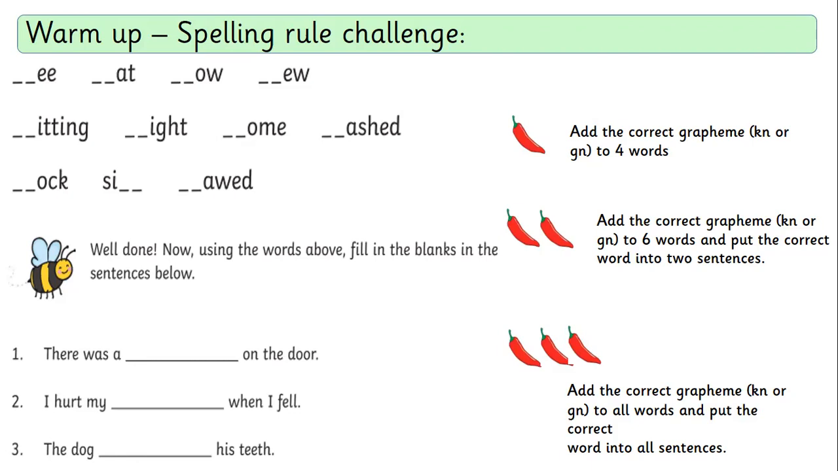So down the bottom, underneath the bumblebee, it says, well done. Now using the words above, please fill in the blanks for the sentences below. So if you're doing a 2 chili challenge, I'd like you to do sentences 1 and 2 on that one, please. There was a something on the door, and I hurt my something when I fell. So think about which word is going to fill that gap. And if you're doing the 3 chili challenge, I'd like you to do all the words and all the sentences.